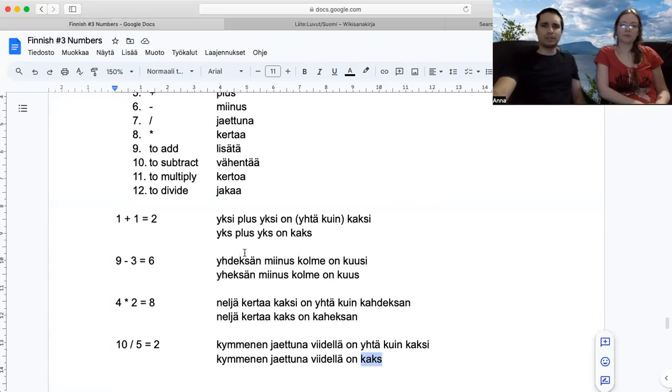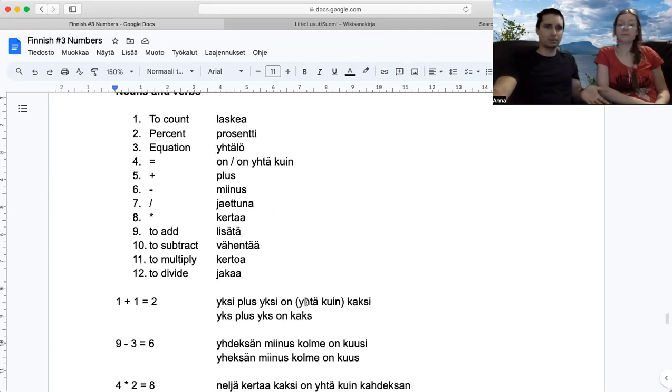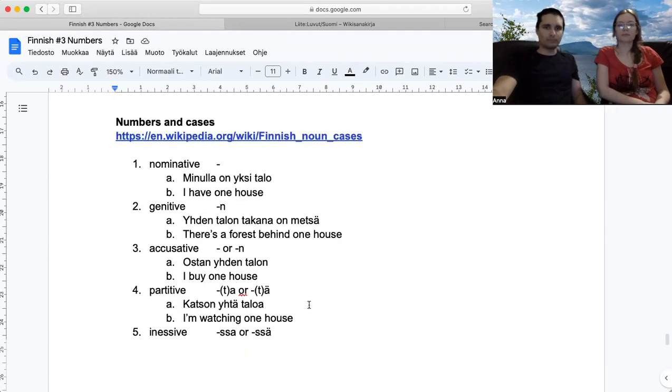So now you should be able to do the basic calculations. I think this is important. And now we have a small section. I thought maybe if you're a beginner, you can just stop here. But I wanted to show a bit of the cases, and I wanted to show examples with the numbers. Number plus a noun.